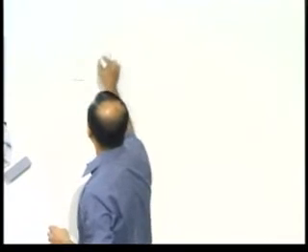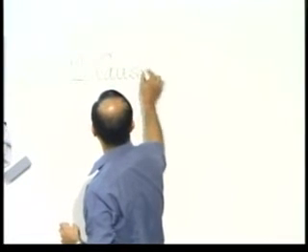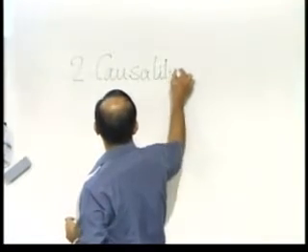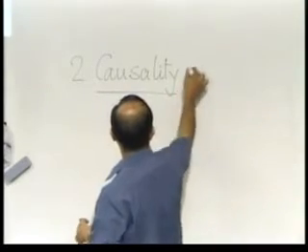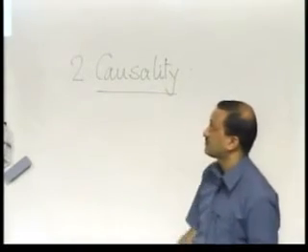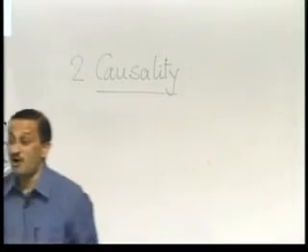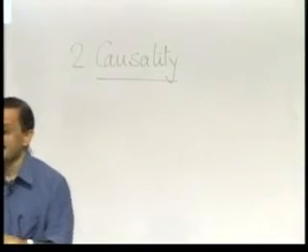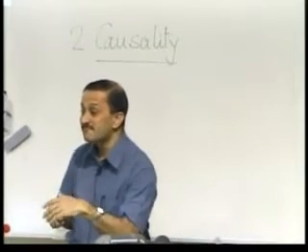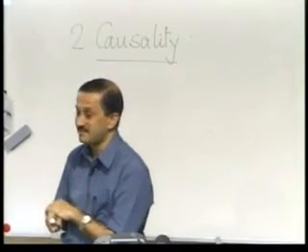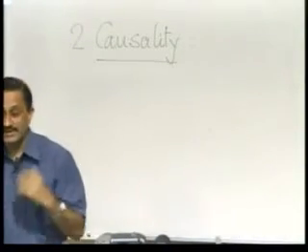Now, again, the second property that we are going to talk about has a meaning only where the input and output are on the same independent variable. Causality. Causal. Cause and effect. A cause produces an effect. That's what causality means. And what does that mean?